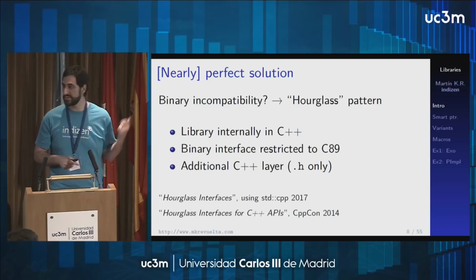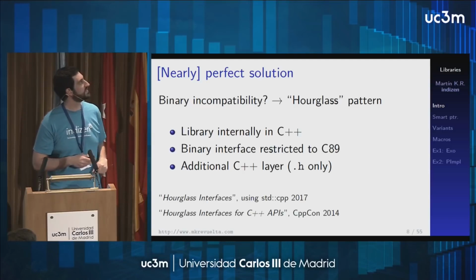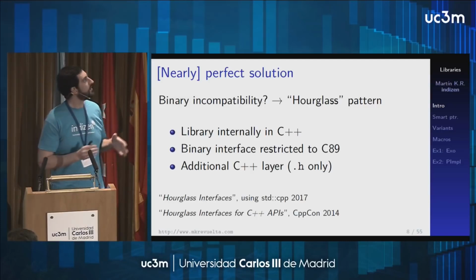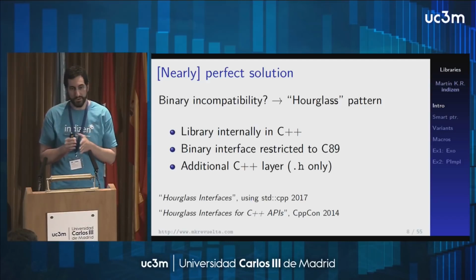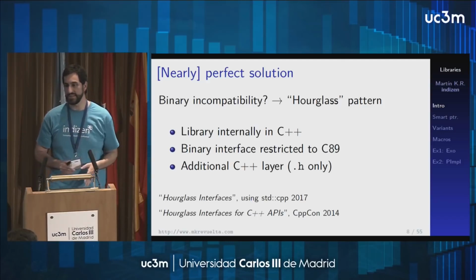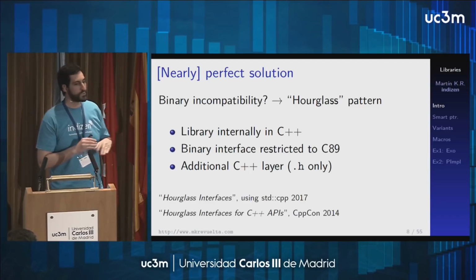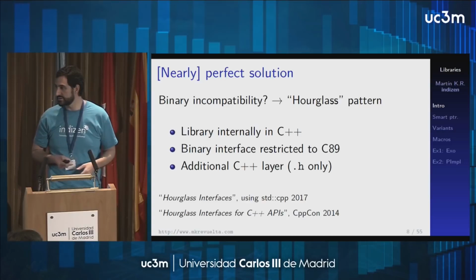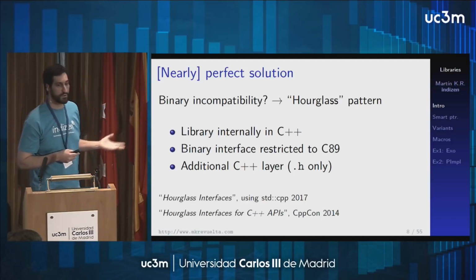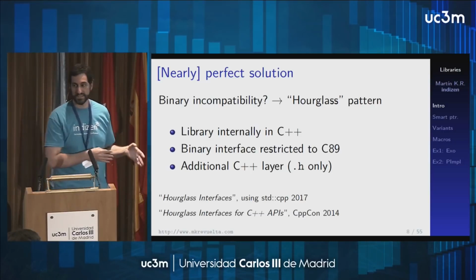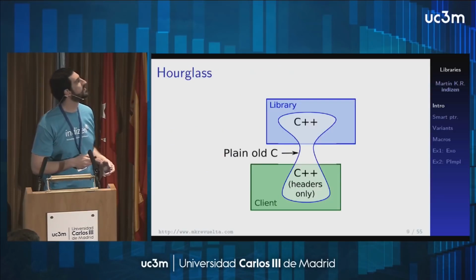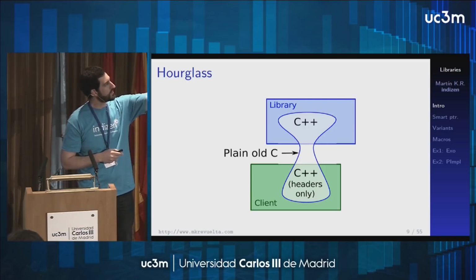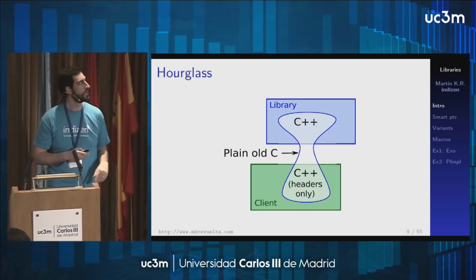Another nearly perfect solution, sarcasm intended, is the hourglass pattern, which suggests implementing your library internally in C++, then offering all your functionality through a narrow, castrating, pure C interface, and then putting an additional C++ layer on top of that to provide C++ objects to your client. And that additional C++ layer would be header only, so that it would be compiled on the client's side.